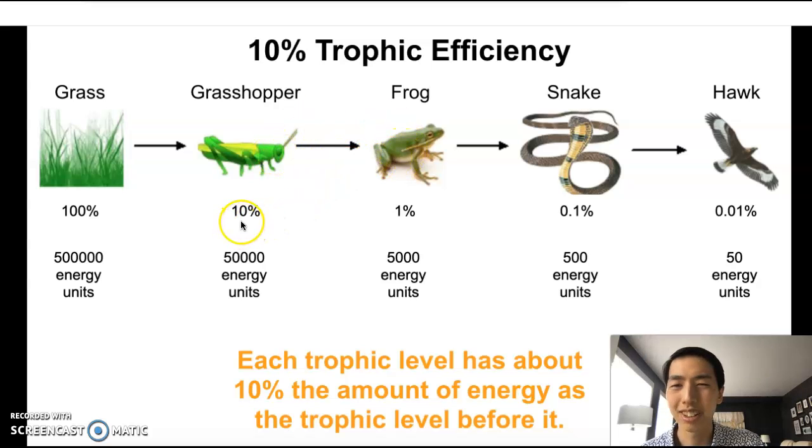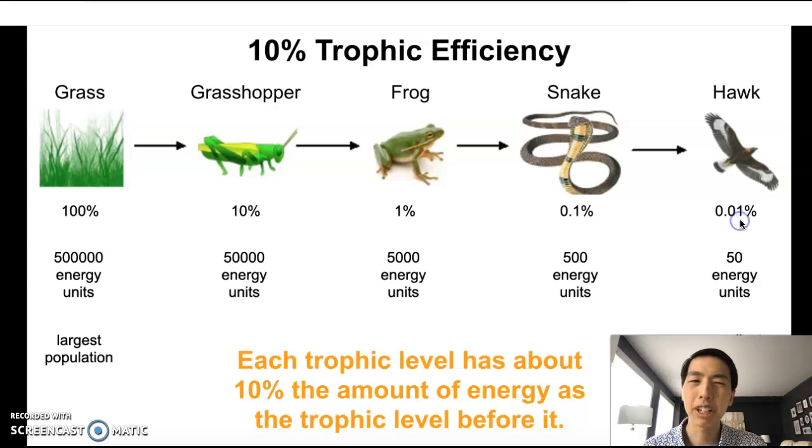So what's 10% of 10%? Well, that's only 1%. And it goes even less for the snake and even less for the hawks in the ecosystem. You may be confused with percentages, so I'll use actual numbers.